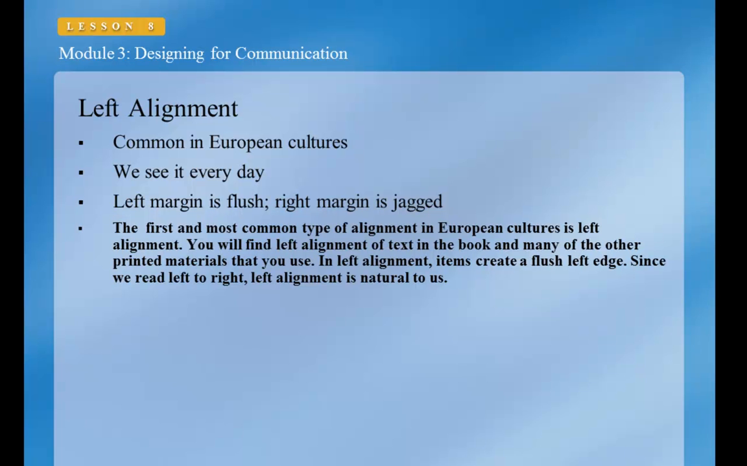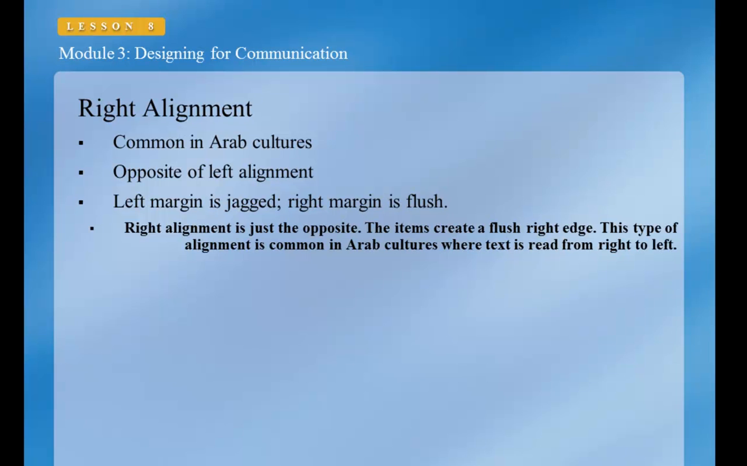Alright, we talked about left alignment is common in European cultures, and this is what we see every day, and it means the left margin is flush and you have the jagged margin on the right. Then you have right alignment. It's more common in Arab cultures, and it's the opposite of left, and so you have the flush margin here where it's all lined up, and the jagged on the left.